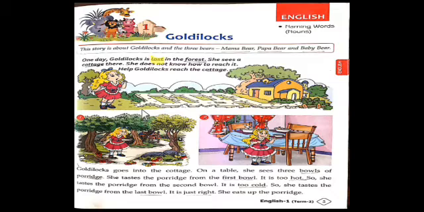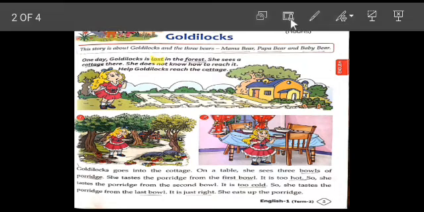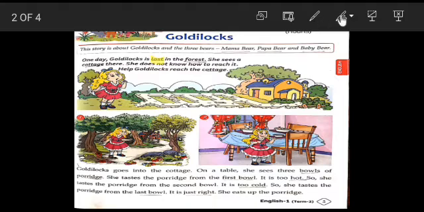So in the forest, she sees a cottage. Okay. So what does she see? She sees a cottage. So what is meant by cottage? Do you know? What is meant by cottage? Cottage means a small hut which is made up of mud, straw or bamboo. Okay. Goldilocks doesn't know how to reach the cottage.